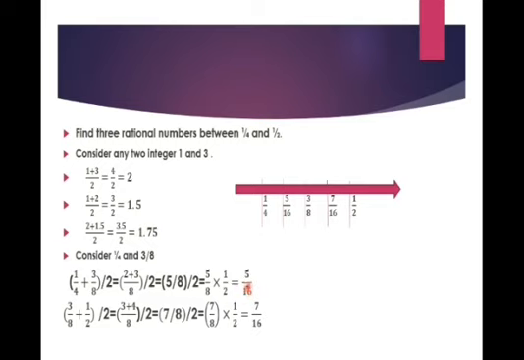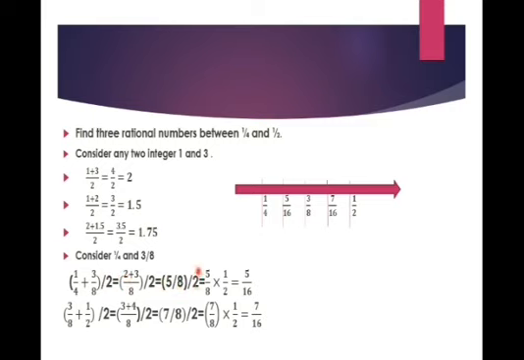Once more, to find the middle rational number between 1 by 4 and 3 by 8, we add these two rational numbers and divide by 2. 1 by 4 plus 3 by 8, divided by 2. The denominators are not the same. By the LCM method, the LCM of 4 and 8 is 8. 8 by 4 is 2, so we multiply both numerator and denominator. 2 into 1 is 2. Then 2 plus 3 by 8; 2 plus 3 is 5. So 5 by 8, divided by 2.